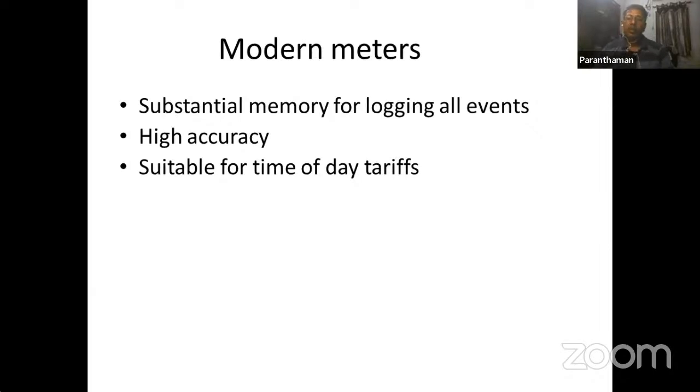Suppose the DISCOM announces just 3 rupees per unit for power supply during 10 a.m. to 3 p.m. because of the surplus solar energy. How can we measure this time of day tariff? It can be easily implemented through smart meters. It is possible through the modern smart meters.